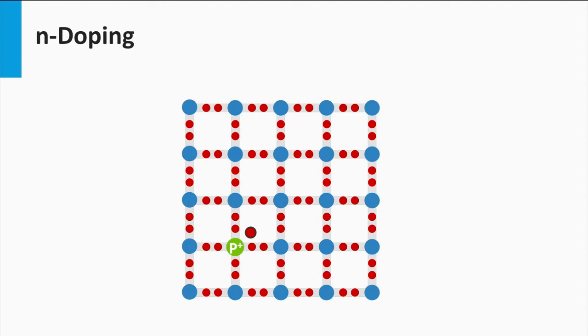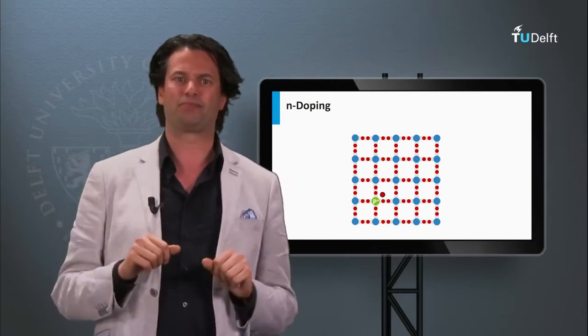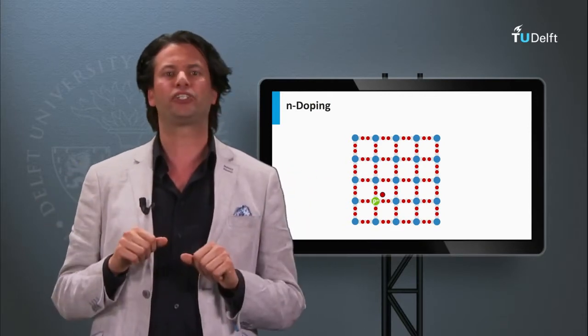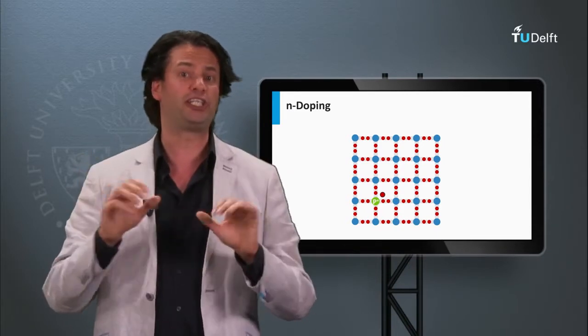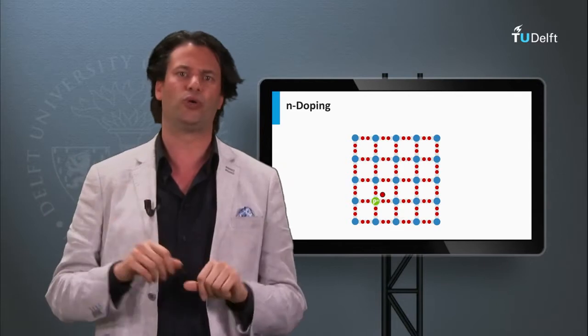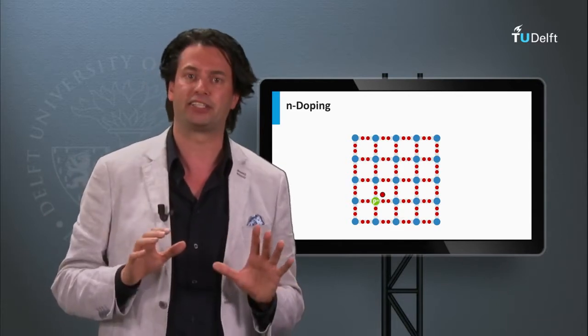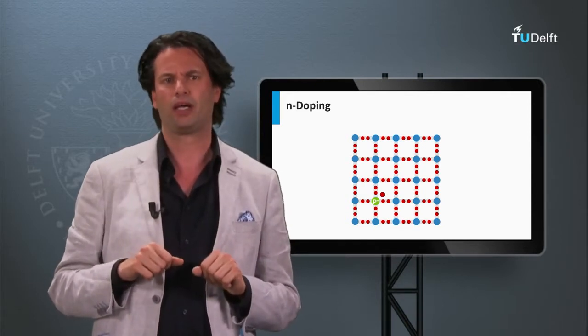The result is that by adding an impurity, we have 1 extra free mobile electron and a fixed positive charge in the background. This is called n-doping. For n-doped semiconductors, the electrons are called the majority charge carriers, as the density of the electrons is much higher than that of the holes. The holes are called the minority charge carriers in an n-doped semiconductor.